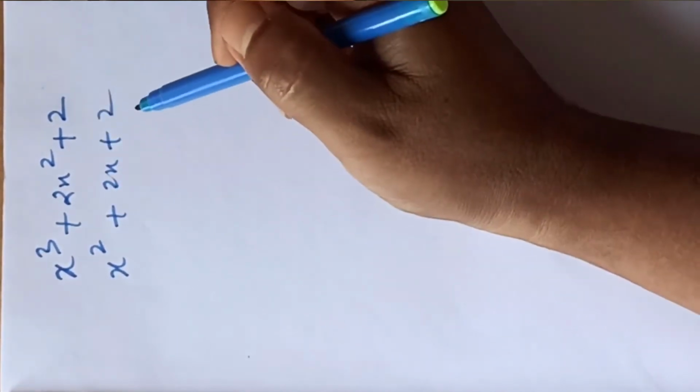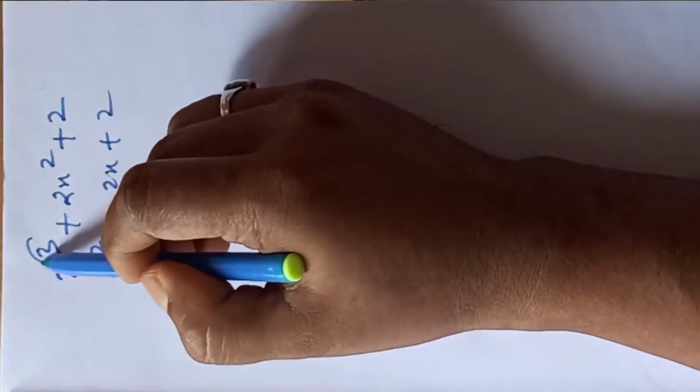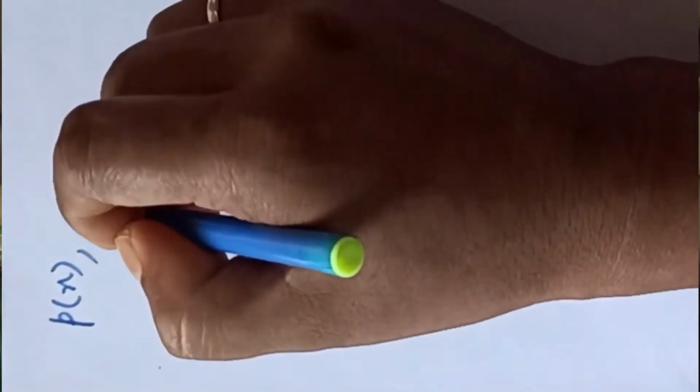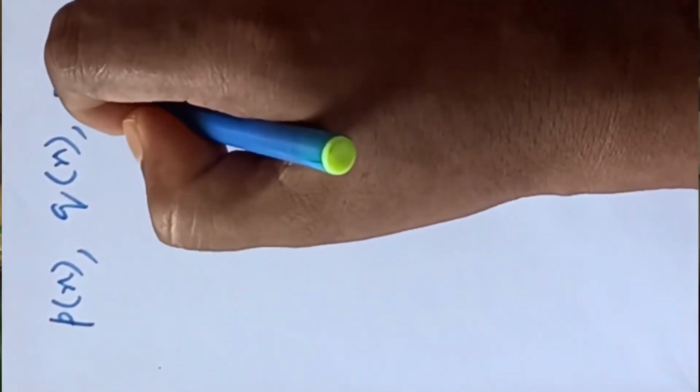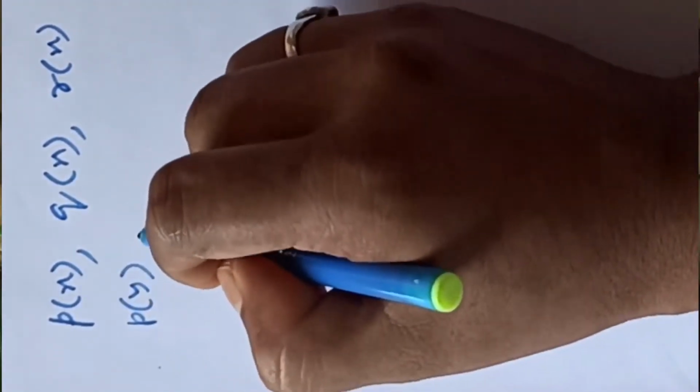But as 3 is the highest exponent in the polynomial, so 3 is the degree of the polynomial. Similarly, in this case, 2 is the degree of the polynomial. Next, how we write a polynomial. If the variable of the polynomial is x, then we write p(x), q(x), r(x), like that. If the polynomial consists of the variable y, then we write p(y), q(y), etc.